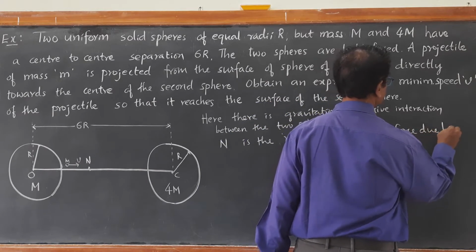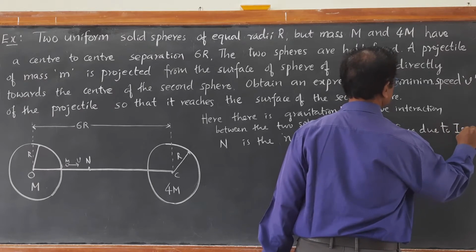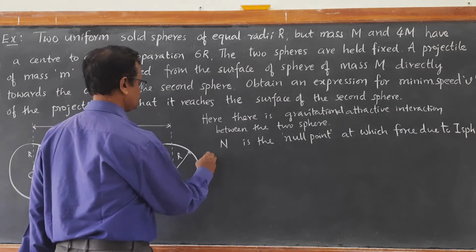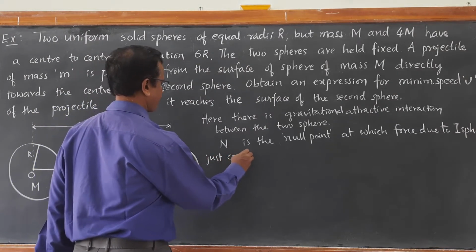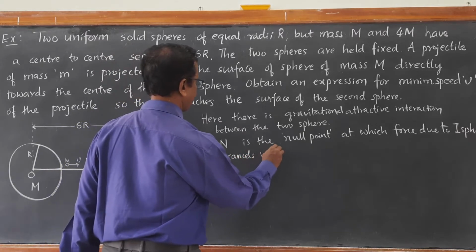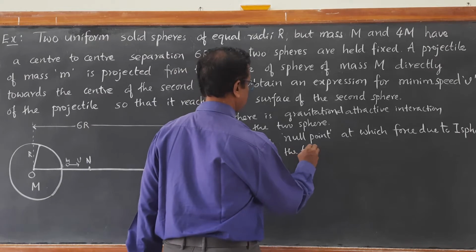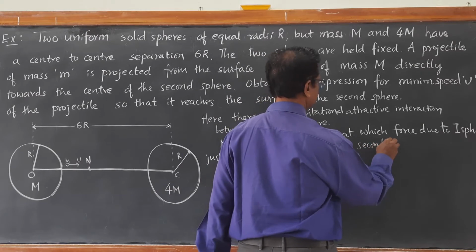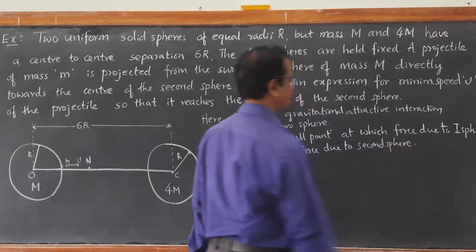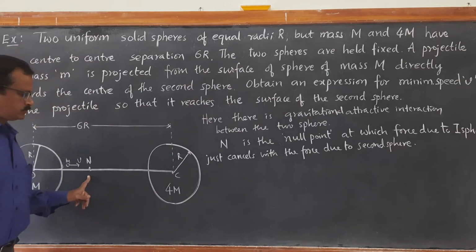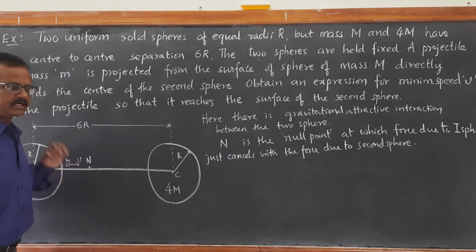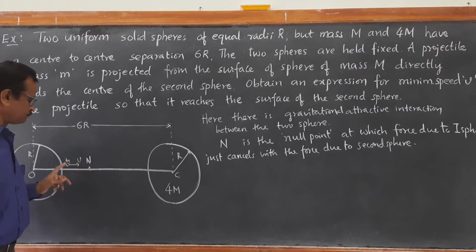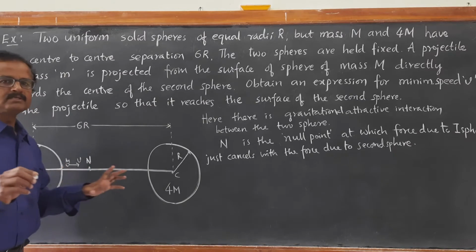the force due to the first sphere just cancels with the force due to the second sphere. It means at that point the force due to the first sphere is equal and opposite to the force due to the second sphere. So if you send this projectile with that minimum velocity so that the projectile reaches this null point, our purpose is served.